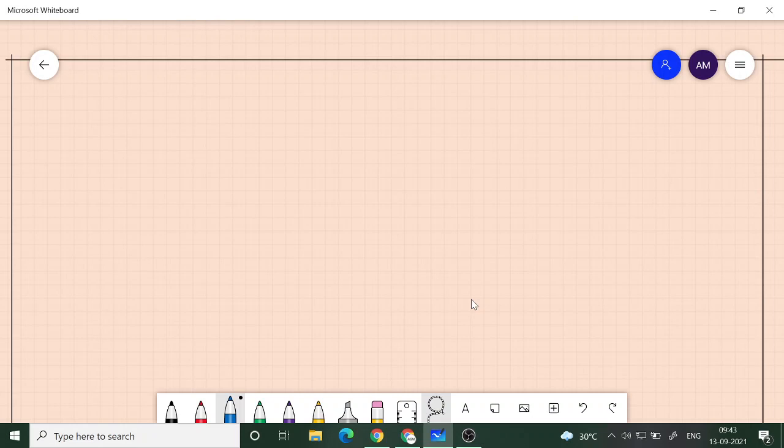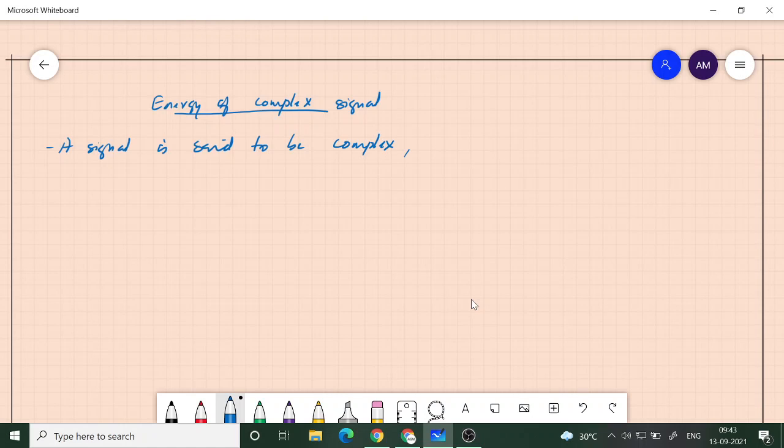So let's continue. We are looking at the energy of the signal. Now let's look at the energy of a complex signal. First of all, a signal is said to be complex if the function it represents takes complex values.